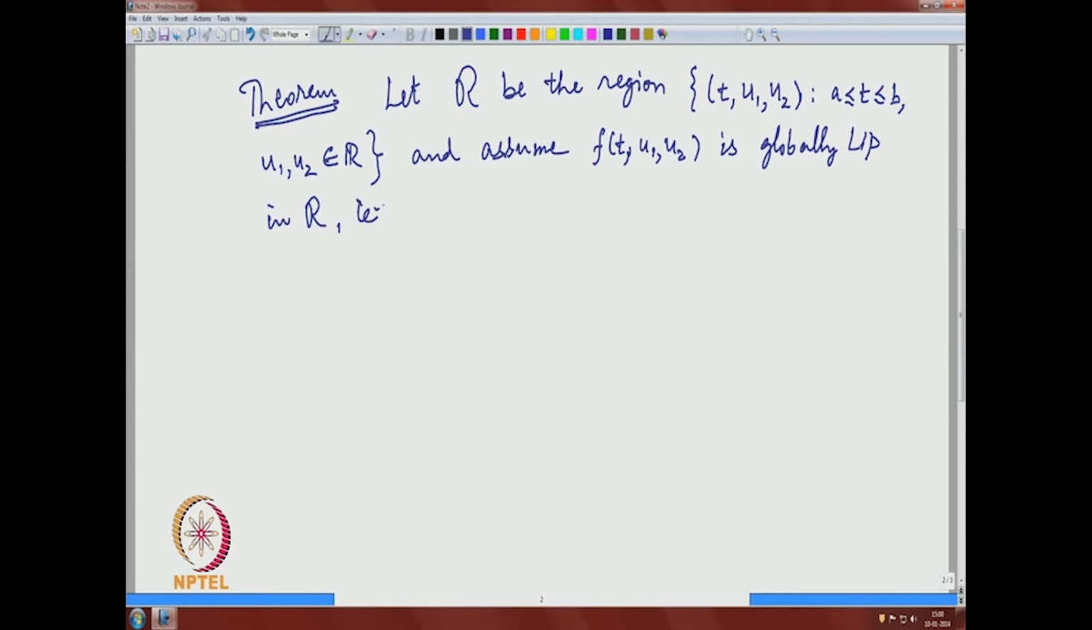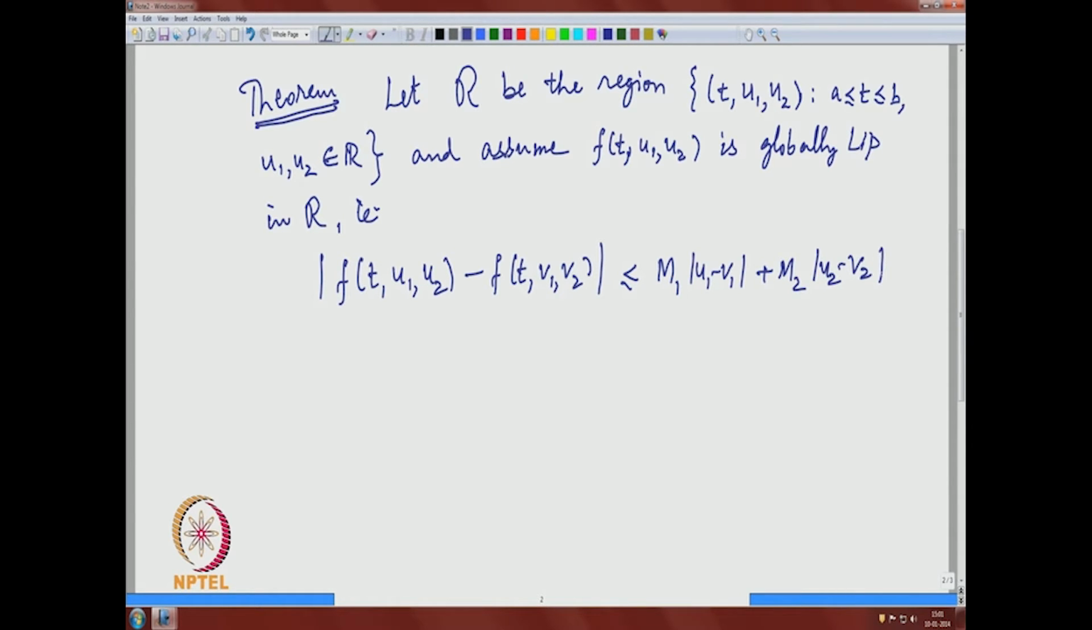That is, if we take the absolute value of f(t, u1, u2) minus f(t, v1, v2), this is less than or equal to some m1 times |u1 minus v1| plus m2 times |u2 minus v2| for all (t, u1, u2), (t, v1, v2) in the region. So, let me not write that for all, okay, let me write in R.